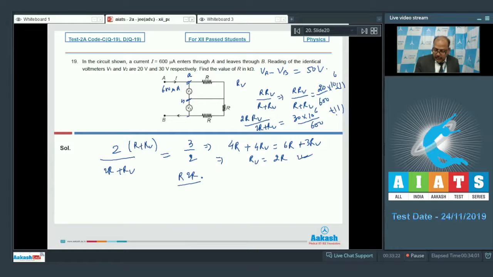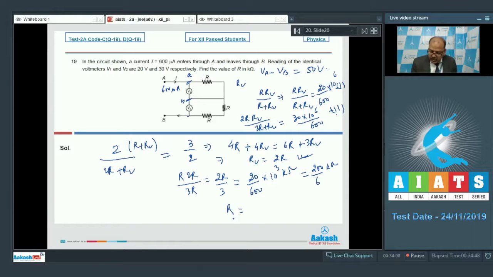R into 2R by R plus 2R, that means 3R, or it is 2R by 3, and its value is, we put the value from equation 1, so this is 20 by 600 into 10 to the power 3 kilo ohm, because 10 to the power 6 ohm can be written as 10 to the power 3 kilo ohm, and this value is equal to 200 by 6, right? I take 10 from here, so 200 by 6 kilo ohm.